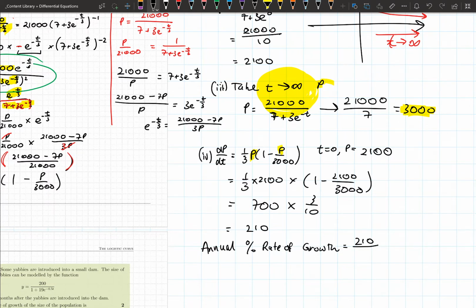Well, we want to compare it with how many elephants are there at the time when we're measuring this rate of growth. How many elephants are there at the beginning? 2,100. And because we want it as a percentage, we just times it by 100. What's this as a percentage? 10%. Yeah, there we go. That's how we solve it. So what this question is telling me is that this population is growing at 10% of its total population. That's what it means.